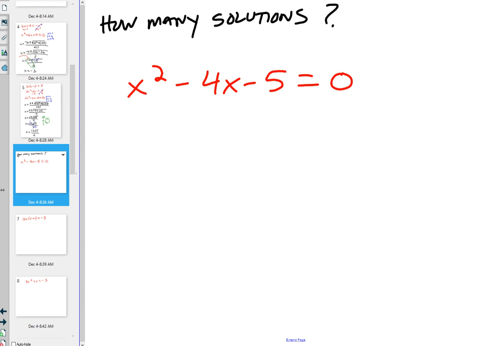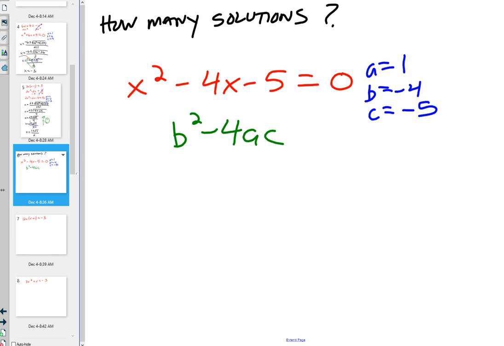Now here comes the question. How does that change my approach? If I am only asked for the number of solutions, what should I do? What should I do differently? Very good. I do not need to use the entire formula. I only need to use the discriminant. Now look, I still want to make it equal to 0. Luckily it is. I still want to identify A, B, and C. But instead of plugging it into the entire formula, I'm only going to plug it into b squared minus 4ac, because I just want to see what sign I end up with.